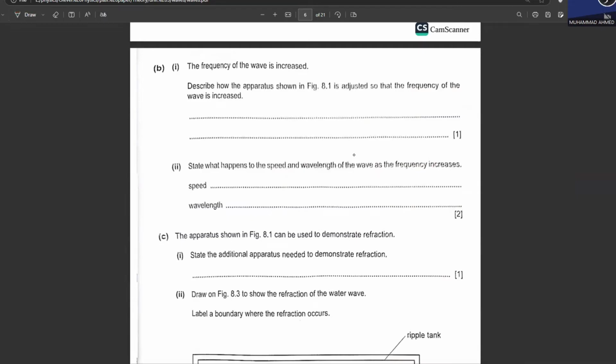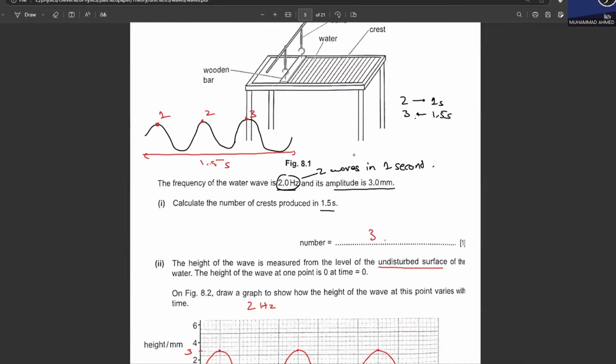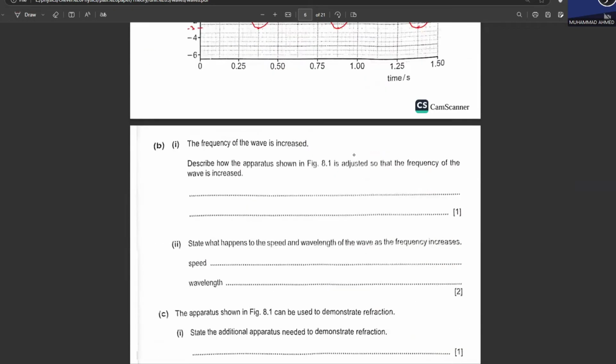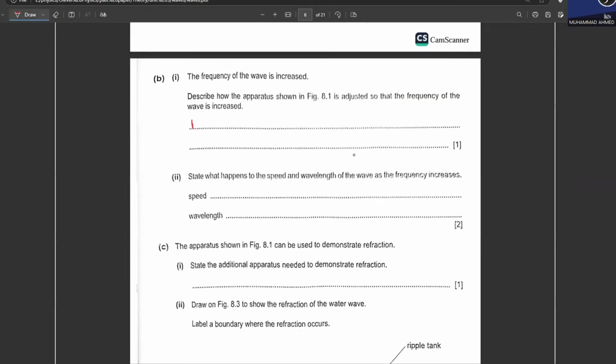Describe how the apparatus shown in figure 8.1 is adjusted so that the frequency of the wave is increased. How can we adjust this apparatus to cause the frequency of wave to increase? Move the wooden bar faster. Simple.